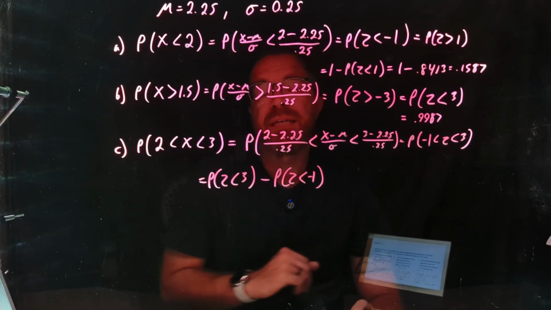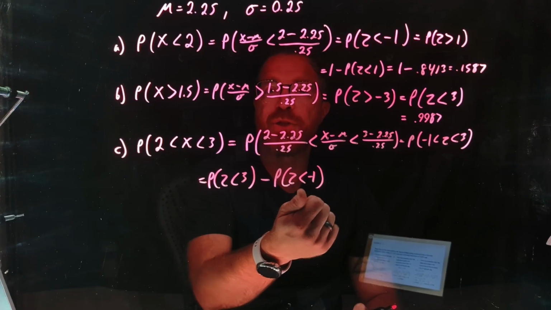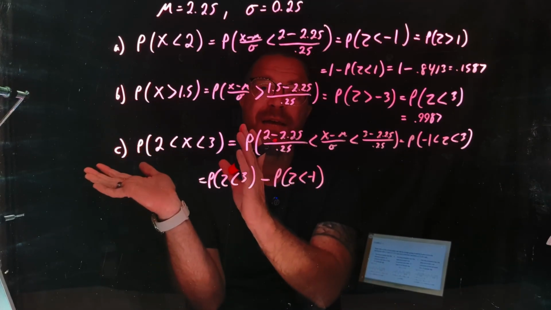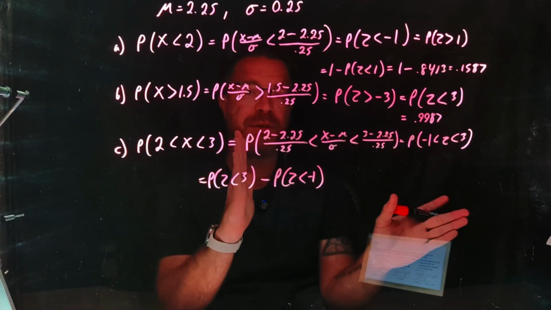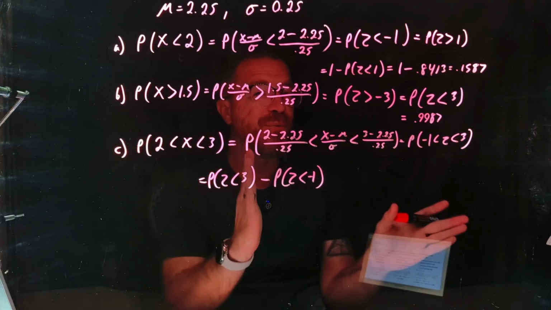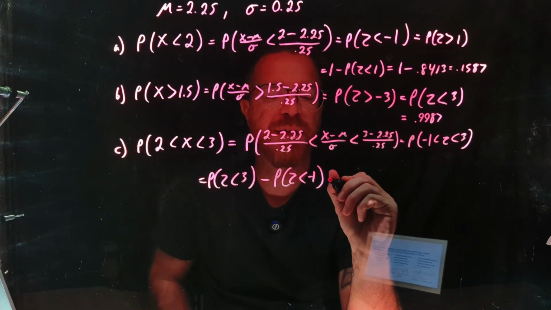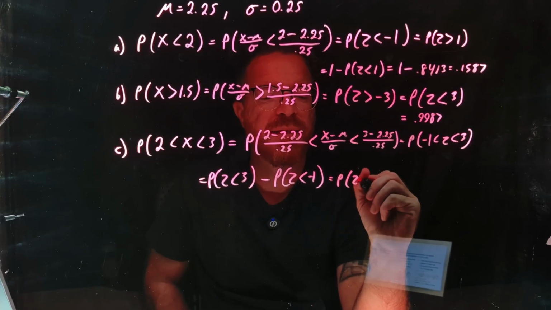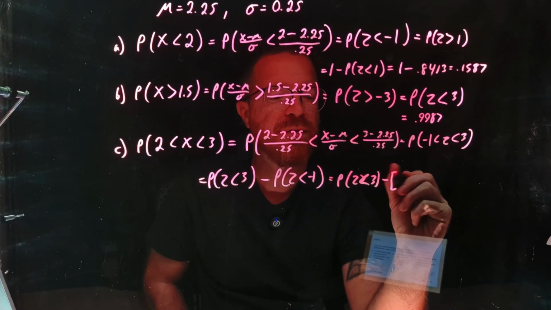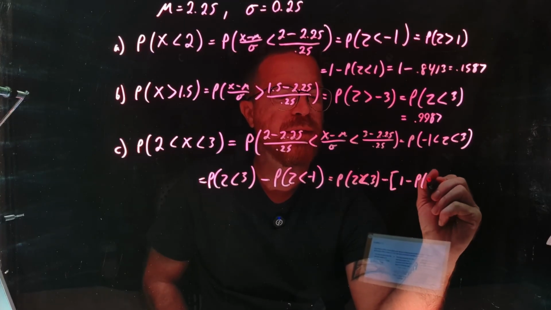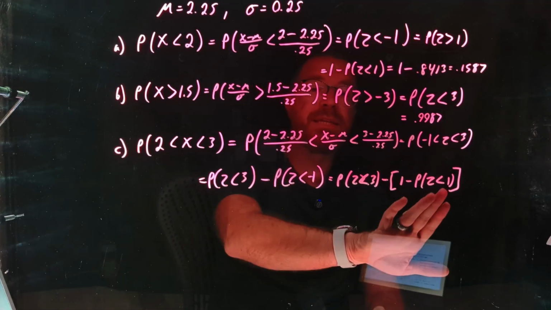The first one, probability of z is less than 3, I can look up in my table. This one, I cannot. It is looking to the left of a negative value. So what I need to do first is use symmetry to flip it to the right of a positive value. But again, I can't look up a value looking to the right of a positive value, so I need to use the complement to get to the left of the positive value. So this is going to end up being the probability that z is less than 3 minus 1 minus the probability z is less than positive 1. And I can look this up in my table.